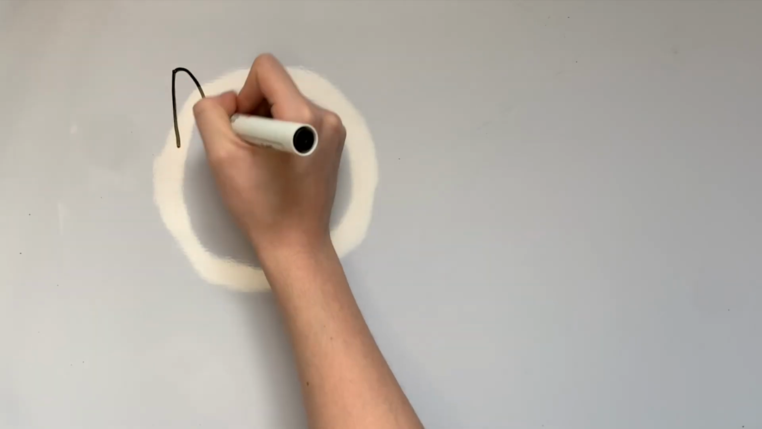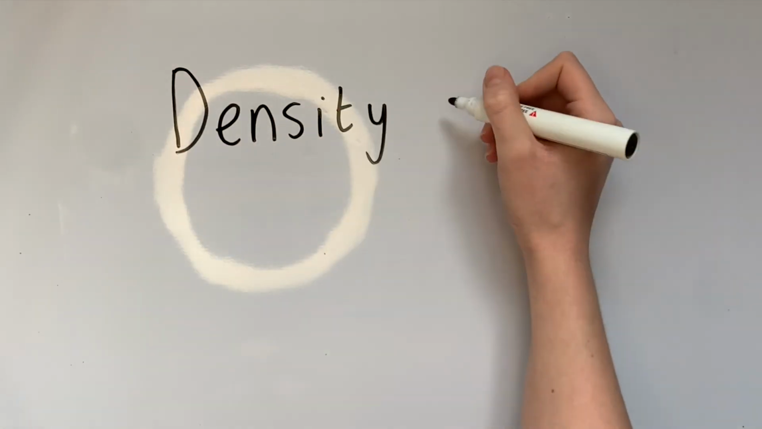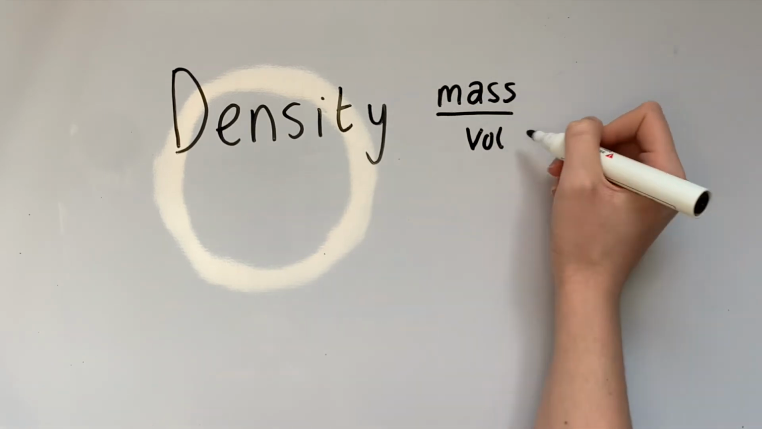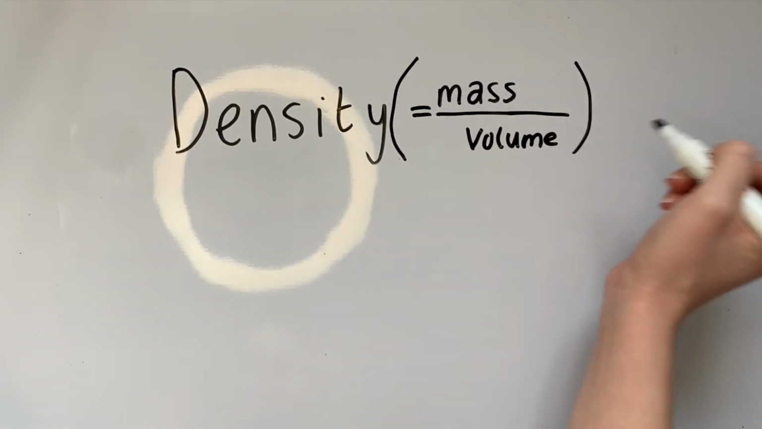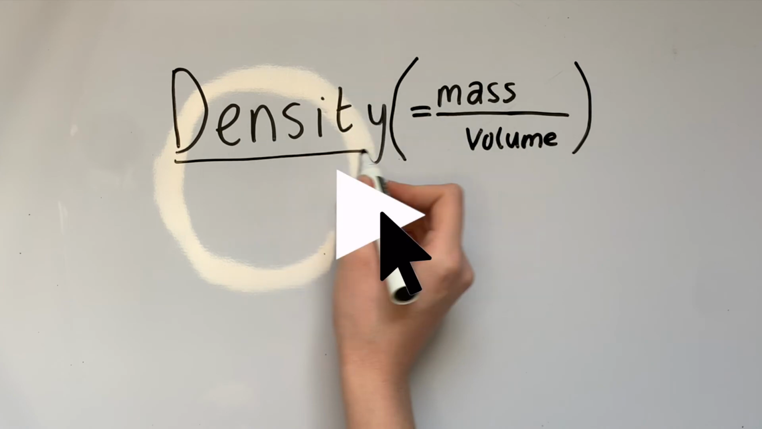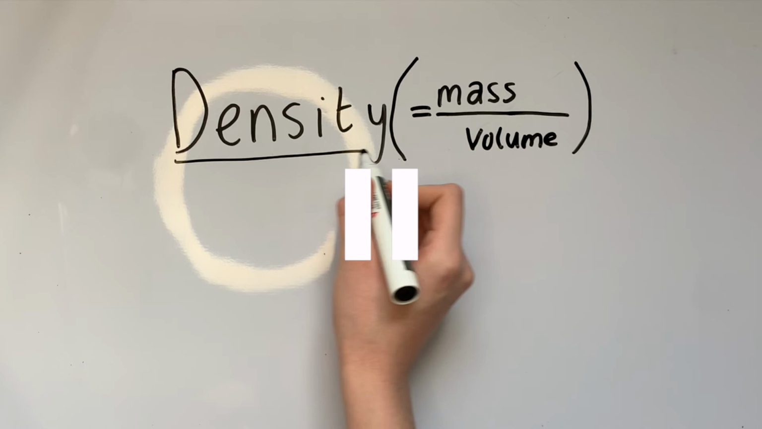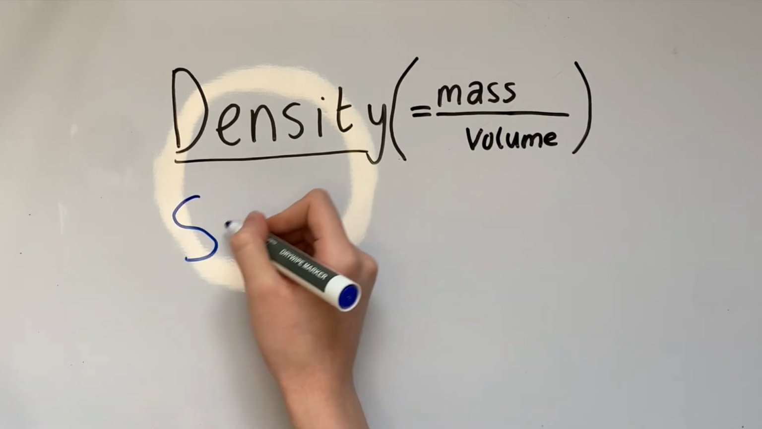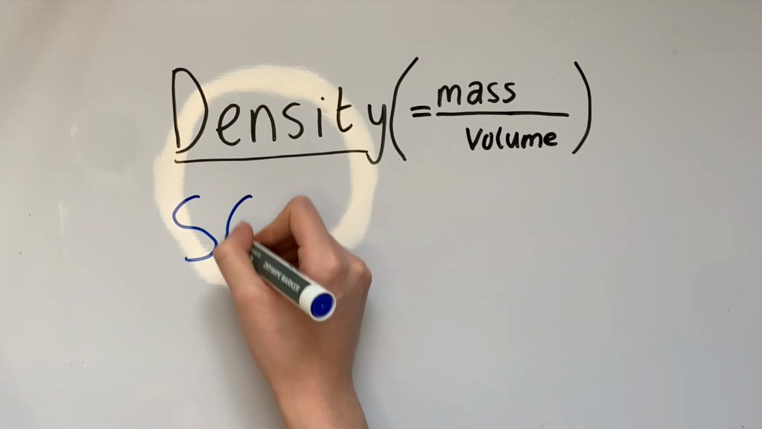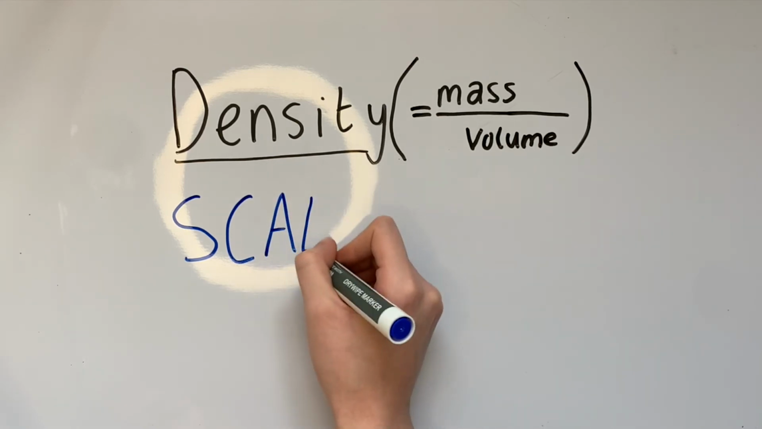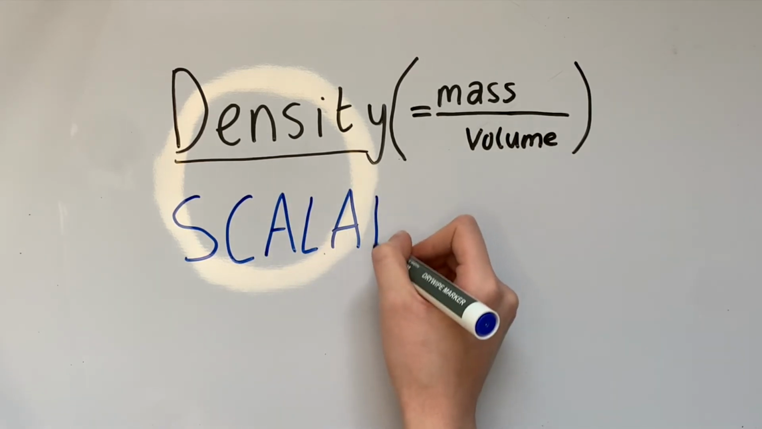Okay, let's look at the second example then. Density. Density is mass over volume. Pause the video here and have a think. Is density a vector or a scalar? Welcome back. So density is just a constant. It just gives us a number. We don't need to associate a direction with this, so density is just a scalar.